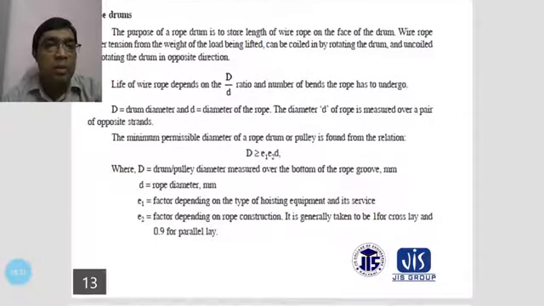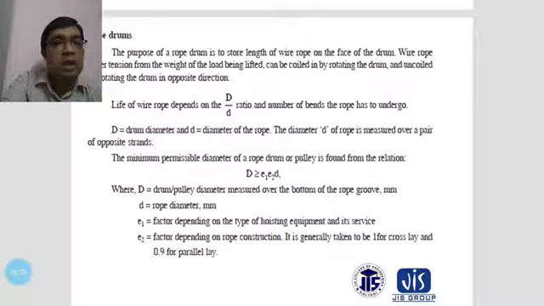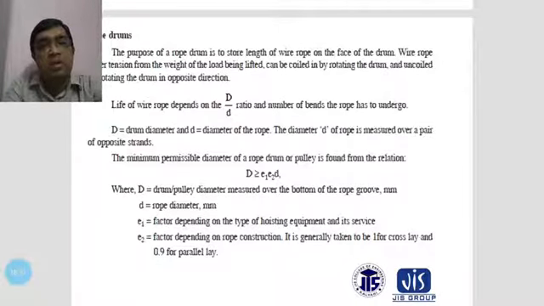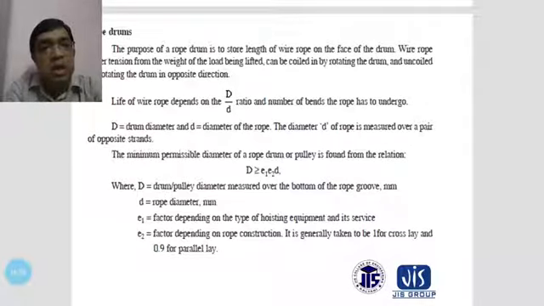The minimum permissible diameter of the drum or pulley is found from the relation D ≥ e1 × e2 × d, where D is the drum or pulley diameter measured over the bottom of the rope grooves in millimeters, d is the rope diameter in millimeters, e1 is a factor depending on the type of hoisting equipment and its service conditions, and e2 is a factor depending on rope construction.